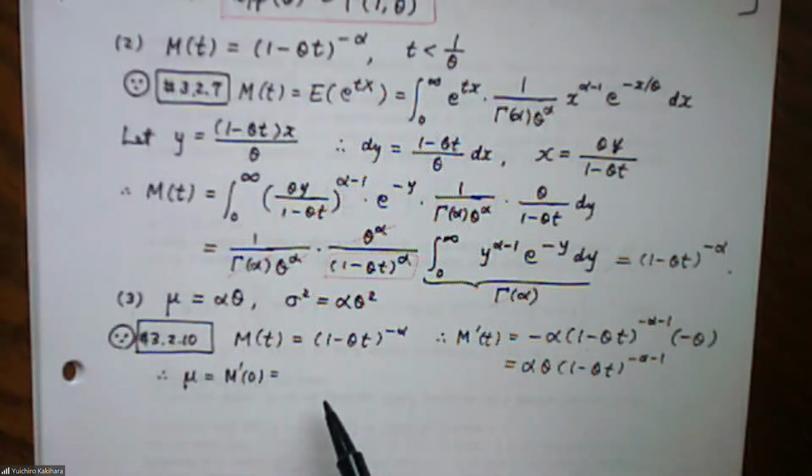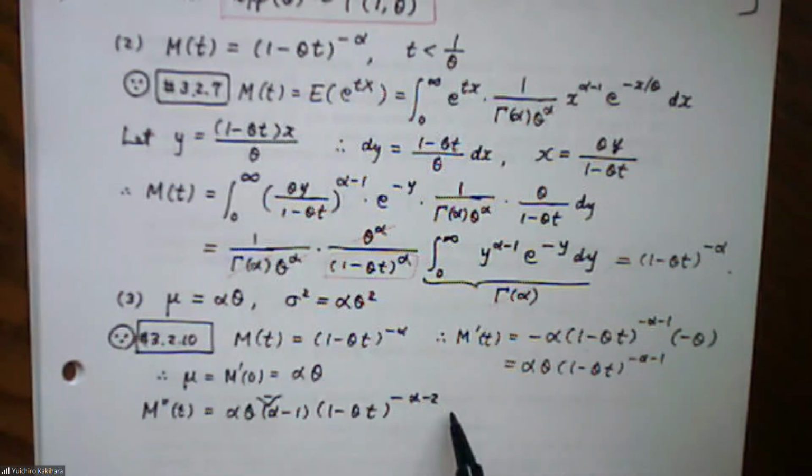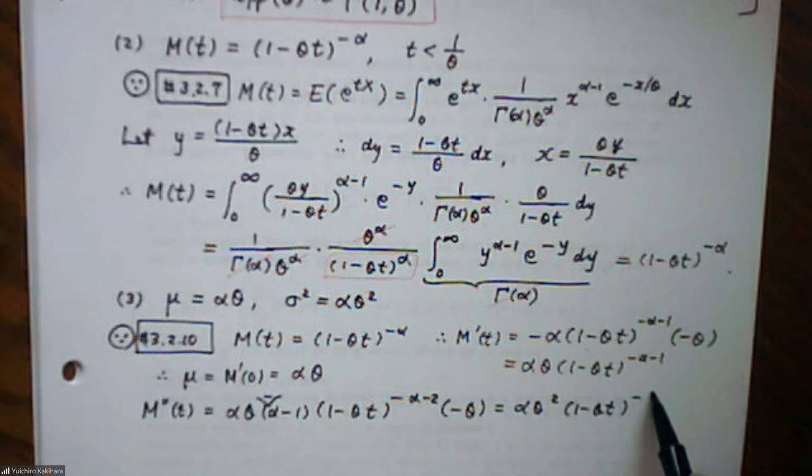Plug in 0: 1 to anything is 1, so it's alpha theta. Quick. And also we need the second derivative. The second derivative is the derivative of this guy, so alpha theta times negative alpha minus 1 times (1 minus theta t) to the negative alpha minus 2, times the derivative, negative theta. So this is equal to alpha theta squared, and then (1 minus theta t) to the negative alpha minus 2.